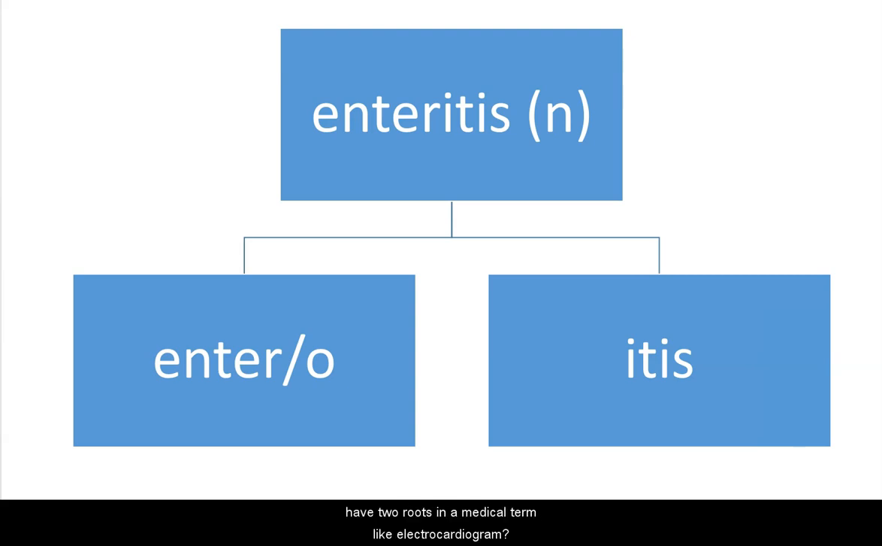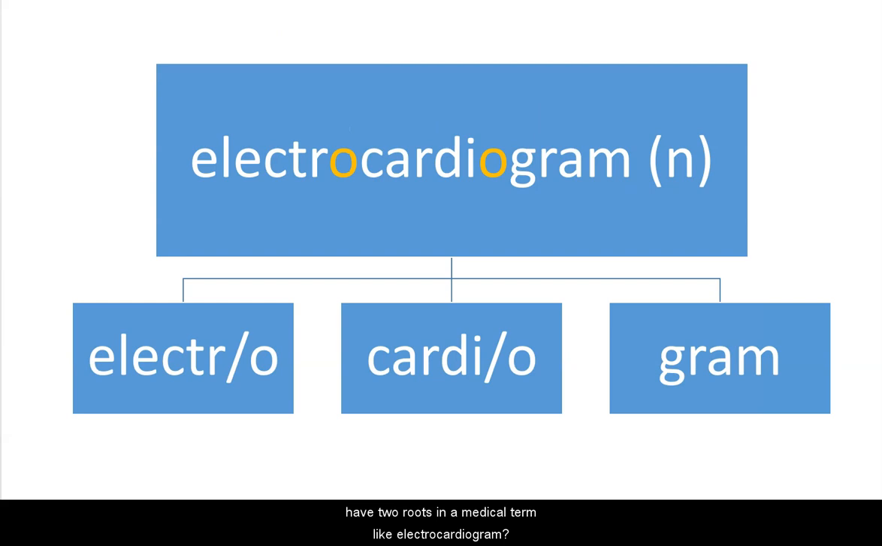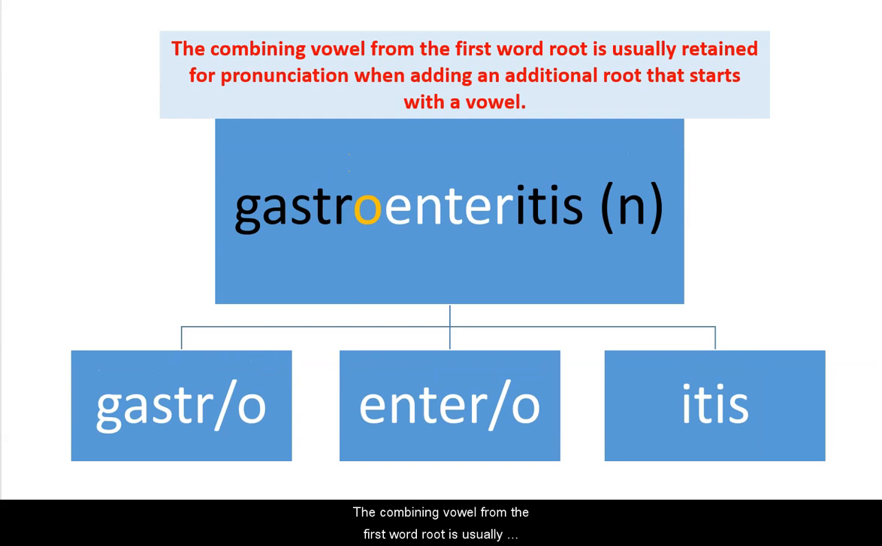So what happens when you have two roots in a medical term, like electrocardiogram? In this case, you combine the two roots with the letter O. Can you guess what it means? Well, gram means record, and electrocardiogram is a written record of the electrical activity of the heart. The combining vowel from the first word root is usually retained for pronunciation when adding an additional root that starts with a vowel.